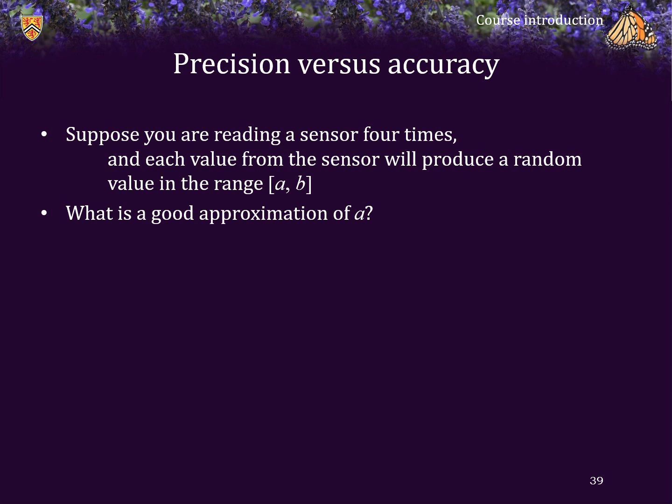So what might be a good approximation of A? Well, you could just take the minimum of these 4 readings. Is that a good approximation? Well, chances are if you're uniformly returning a value between A and B, you're probably not going to return exactly A. You might on occasion return something close to A, but the minimum of these 4 readings is likely not going to be equal to A.